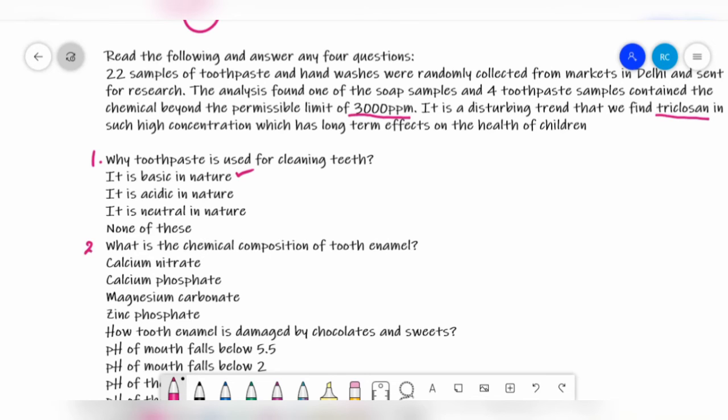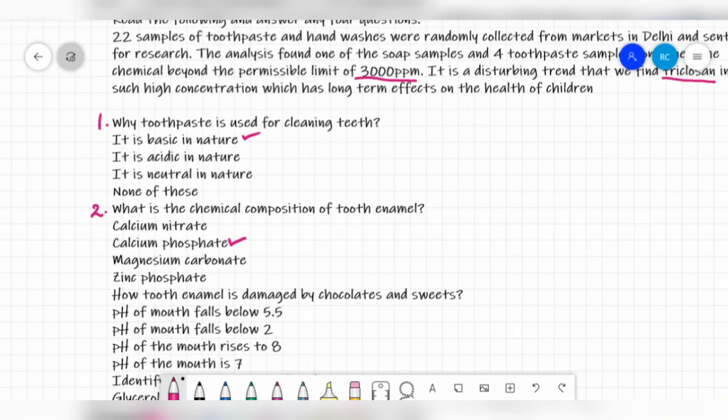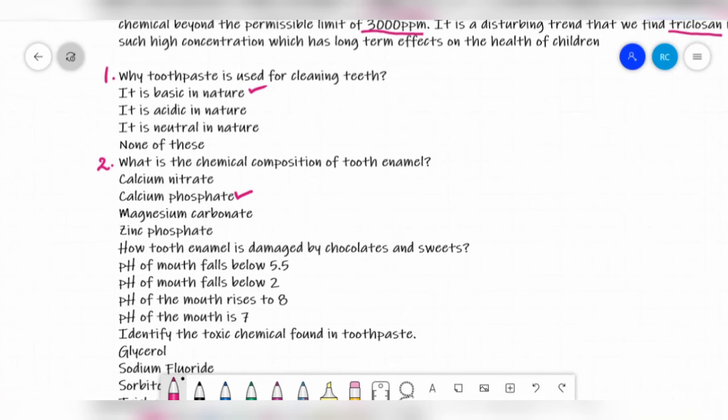Then, second question. What is the chemical composition of tooth enamel? Which substance is present in our tooth enamel? Is it calcium nitrate or calcium phosphate or magnesium carbonate or zinc phosphate? Our tooth enamel contains calcium phosphate. Fine. Now, third question. How is tooth enamel damaged by chocolates and sweets?